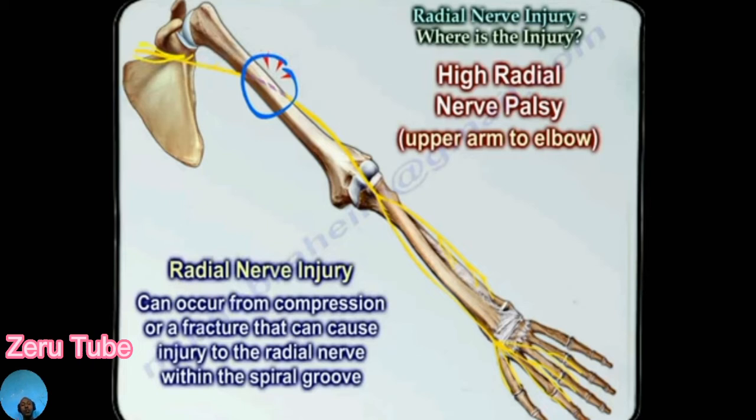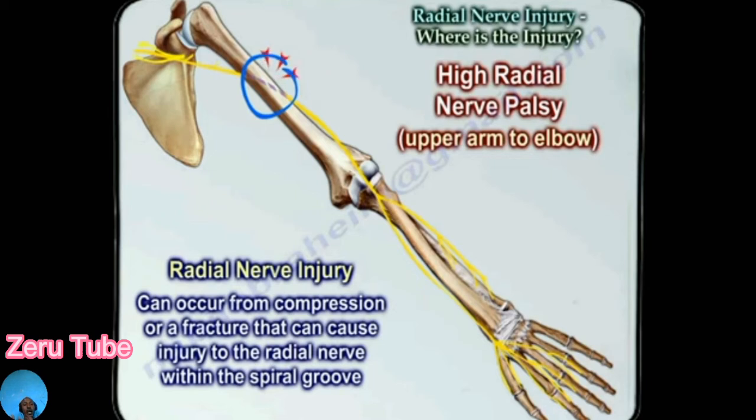There is the radial groove on the humerus bone, the radial groove area. In this area the radial nerve and the deep branch of the profunda brachii artery travel together. So this area is the most common site for radial nerve injury if there is any fracture at the middle part of the humerus. The radial nerve travels along this part of the humerus.